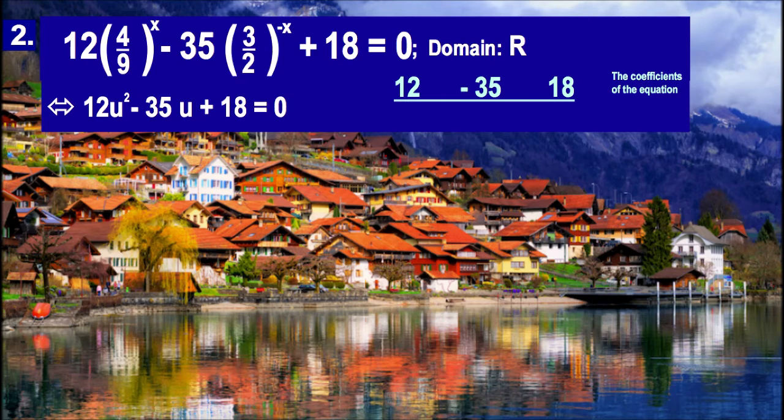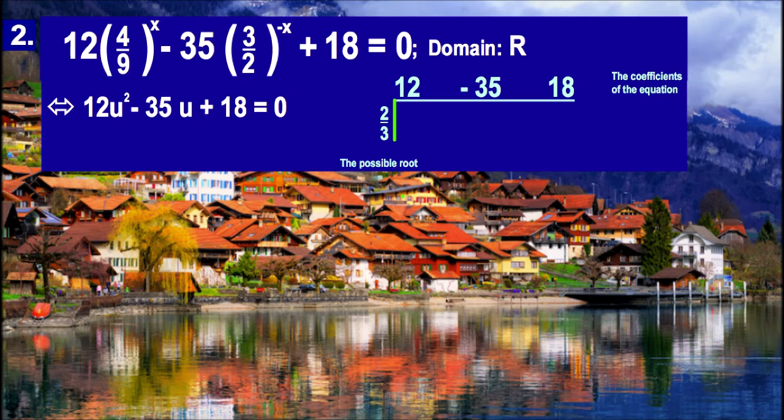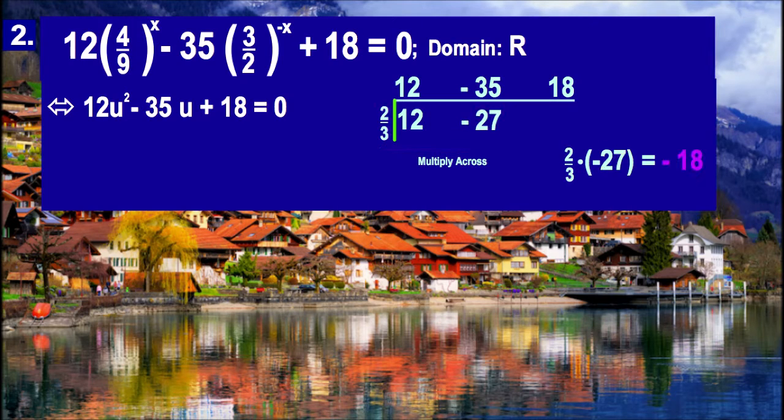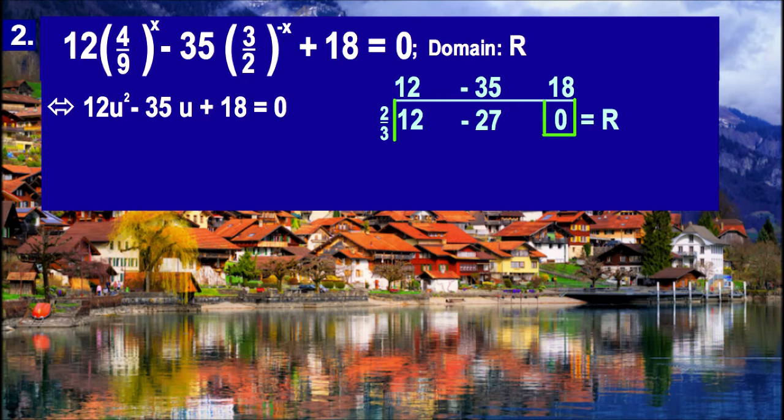So we take down the coefficients of the equation, which are 12, negative 35, and 18 respectively. The possible root that we're testing is 2 over 3. Bring down the first coefficient, 12. Multiply it across, so 2 over 3 times 12 equals 8. Add that diagonally to negative 35, and the result is negative 27. Then we multiply across again, so 2 over 3 times negative 27, which equals negative 18, and add it to 18 as we add diagonally yet again, which equals 0, which is the remainder. We have a remainder of 0 in this case.